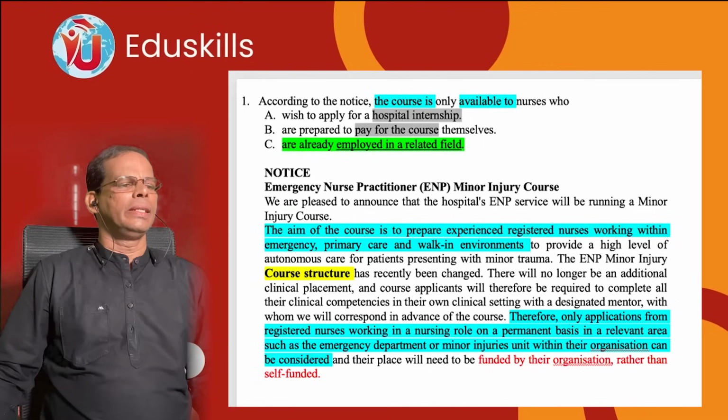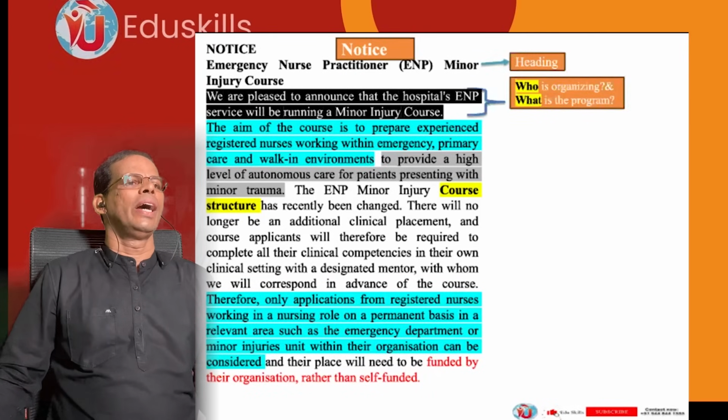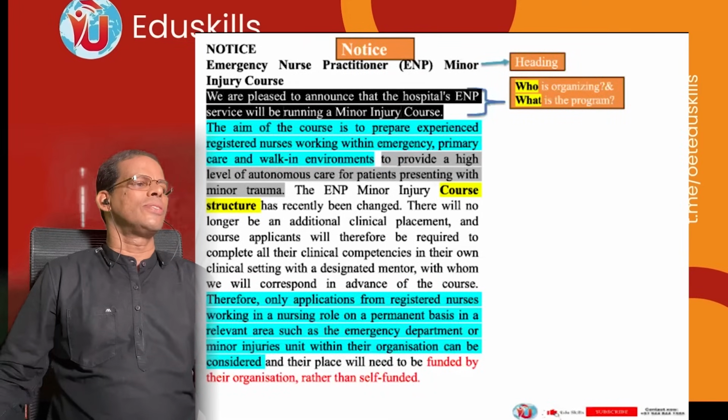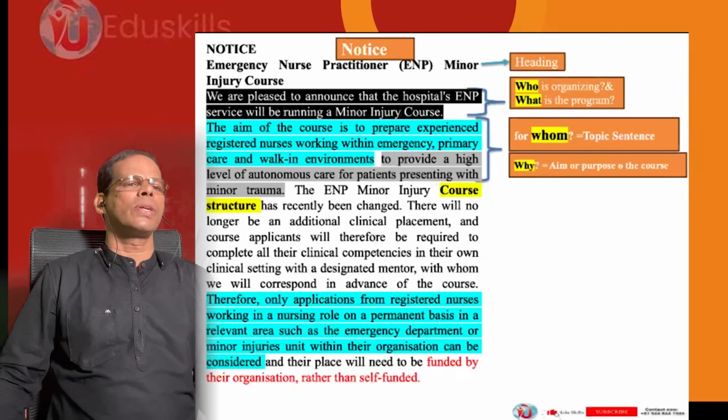Okay, so let's check into the structure of this one. I'm teaching you in detail so that you understand the whole thing and try to grasp. So this is the notice. You have the heading first. Then you have who is organizing and what is the program. We are pleased to announce that the hospital's ENP service will be running a minor injury course. Then you have for whom. The topic sentence speaks: for whom is the program? And the question is on the topic sentence. Why? The aim or purpose of the course also is mentioned in the topic sentence.